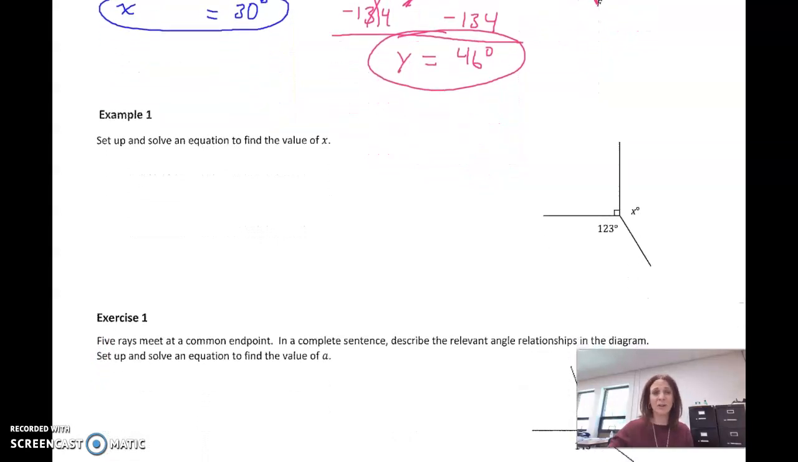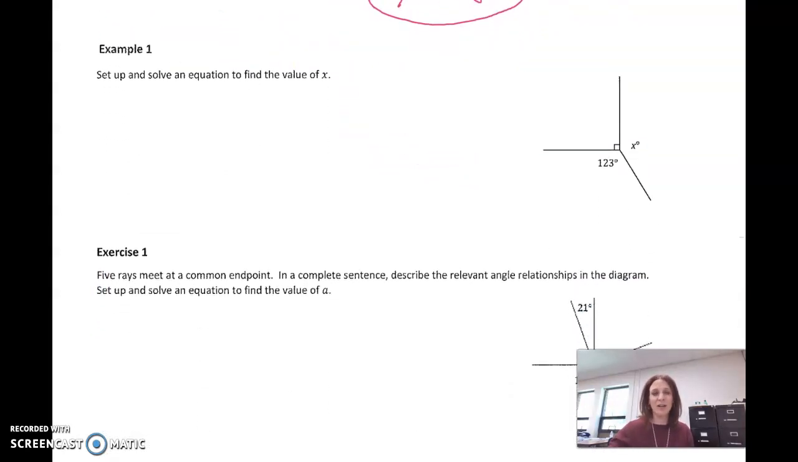Okay, so another example here. Set up and solve an equation to find the value of x. Now in this one, we do have a right angle. So I know that this right here is 90 degrees.